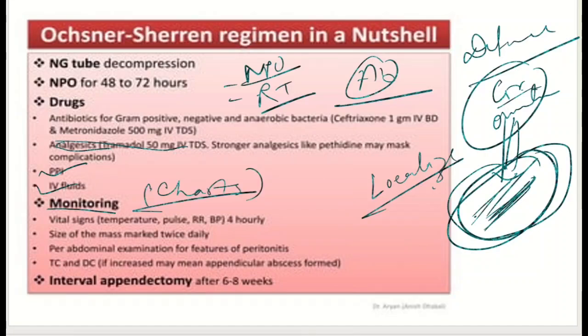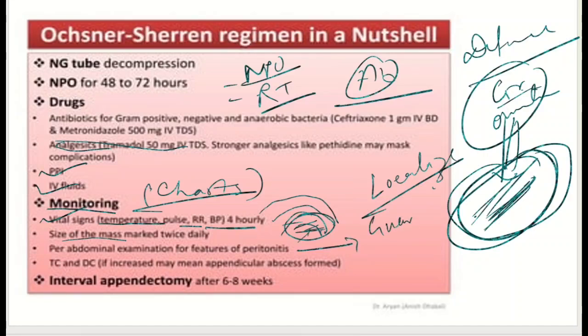For monitoring, we measure pulse, respiratory rate and BP, 4-hourly. The size of the lump is marked twice daily. We have to see whether the lump is increasing or decreasing in size. Per abdominal examination is done for any features of peritonitis. So per abdominal examination means, is there any guarding or rigidity? We look for guarding or rigidity to rule out perforation peritonitis.